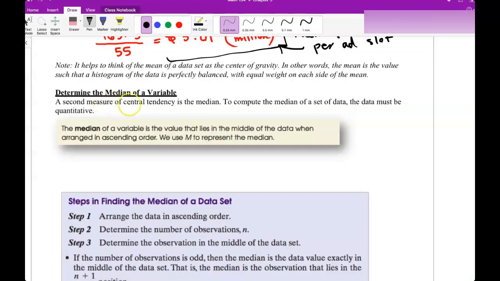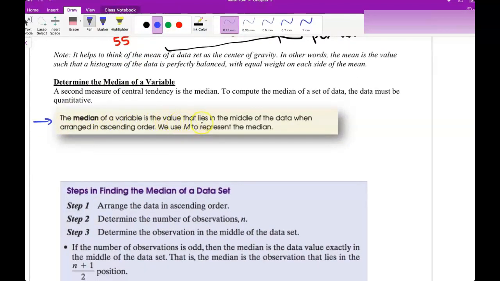Okay, next part, determine the median of a variable. On this part, we're going to work on finding median. That is, median of a variable is the value that lies in the middle of the data when arranged in ascending order. So first we should reorder them. Use M for median.